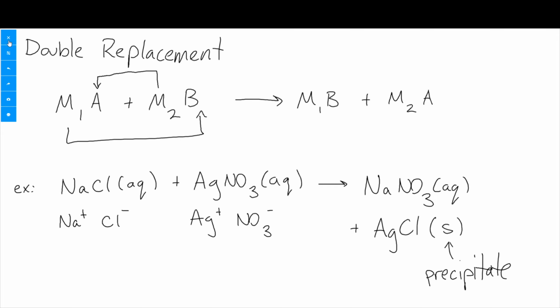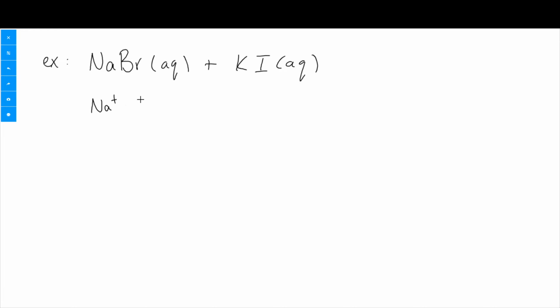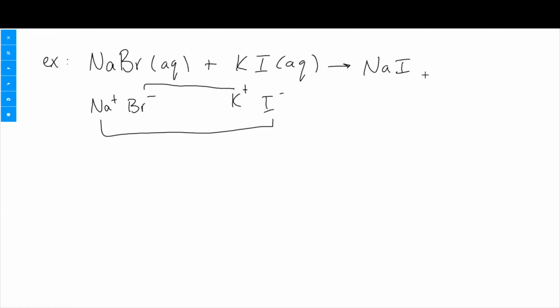Let's try another example. Let's say we mix together sodium bromide and potassium iodide. The first step here is we want to break down each of these into their ions: sodium plus, bromide minus, potassium plus, iodide minus. And so they'll recombine. Sodium pairs with iodide, bromide pairs with potassium, and so you're left with sodium iodide and potassium bromide.